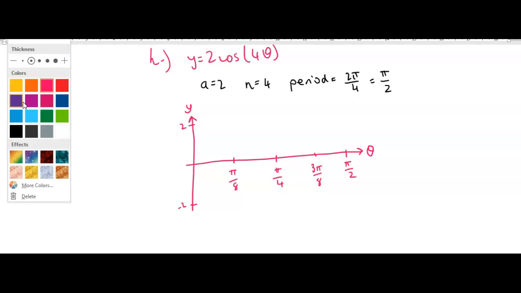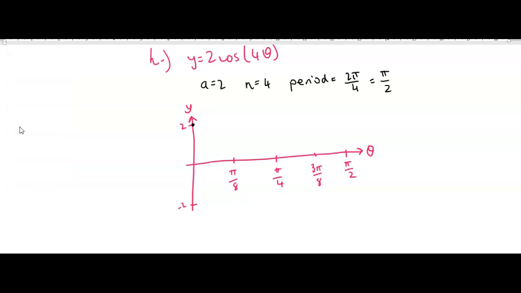And it's a cosine graph, so let's put in our points. So it's not negative, so we'll start here up at 2. We cross here at pi on 8. Our turning point is at pi on 4. Then we cross here at 3 pi on 8. And then we go back up to pi on 2. So just joining the dots. And then there we go.